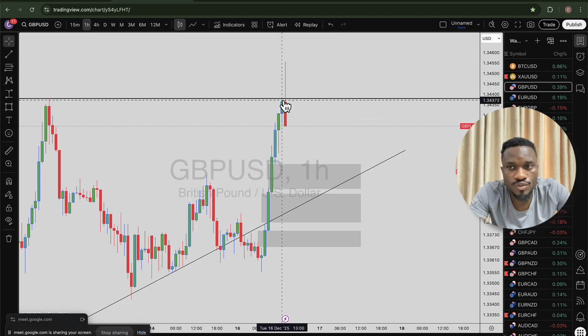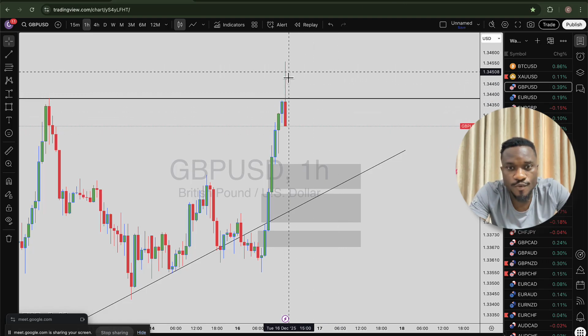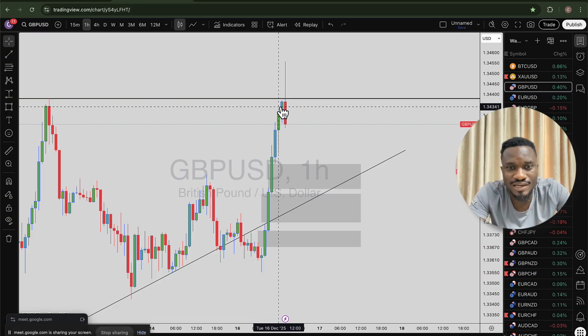Now, for this trade to be confirmed for itself, the 1-hour has to sweep down the last low. Yes, when the color shows red, that means that.